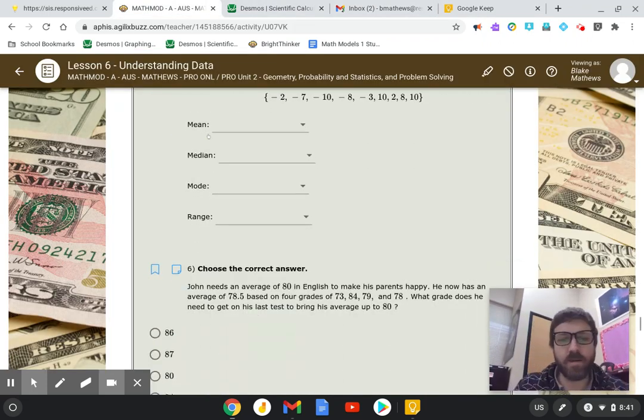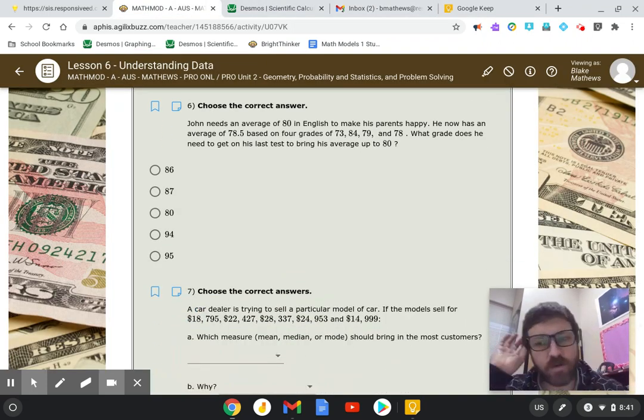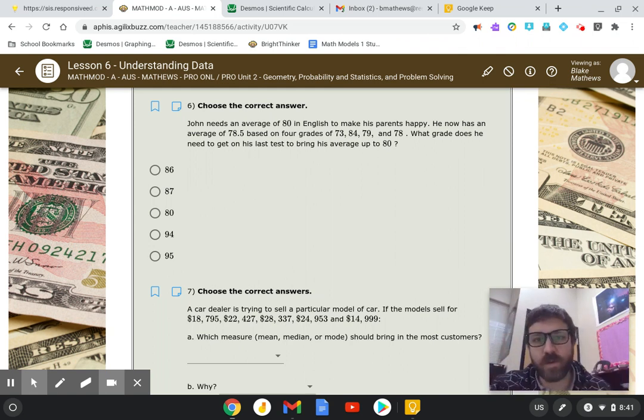All right. There are a couple of other questions that are kind of an expansion on the idea of mean, median, and mode and how they relate or how they're different. Number 6, just to make it clear, I'll kind of get you started on this.